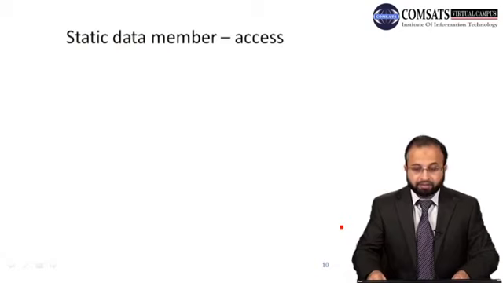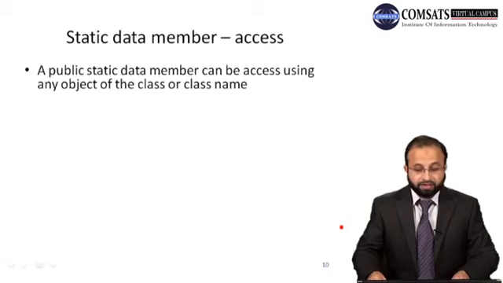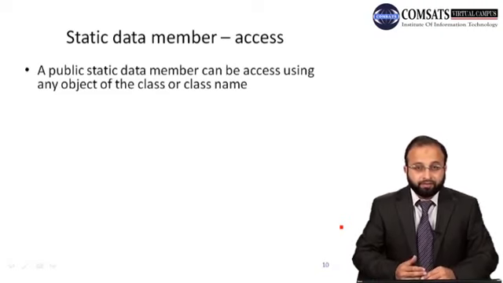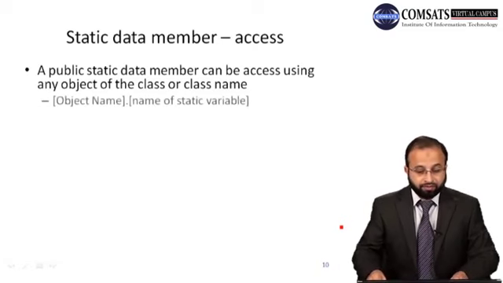Static data member access. How you can access static data member? So public static data member can be accessed using any object of the class or class name. So if the static data member is public, you can use object name, or you can use the class name to acquire the value of that static data member. Because it's public, you can use the object name. For example, object name dot name of the static data member, that is e1 dot count. E1 is the name of the object and count is the static data member.